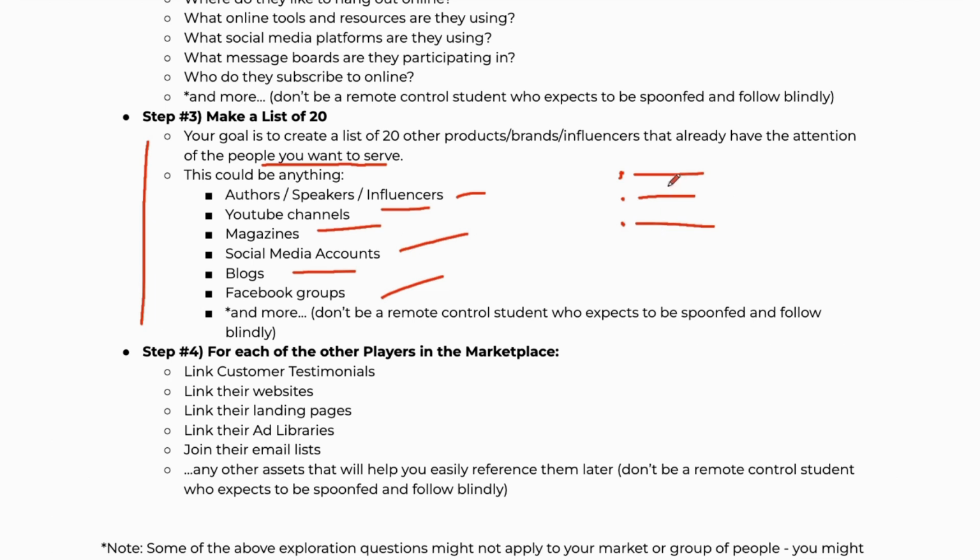What I'm now going to do is, as a subsection within that, let's say this is Tony Robbins. I'm going to go over to Tony's website and save the link to it. I'm going to get the link to Tony's testimonials, his landing pages, and his ads. There's a way to get his ads on Facebook as well as his ads on YouTube and on Google. I'm going to join Tony Robbins' mailing list.